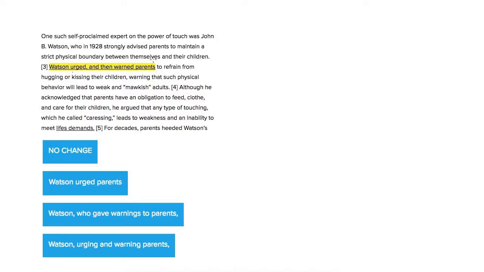Now, in this highlighted portion of the sentence, which is at the beginning, I see no error. We've got Watson, which is a subject, and urged, which is the verb, and then we have another verb here with warned, but nothing necessarily wrong. So that looks like a good answer choice so far. Let's go ahead and consider answer choice B now. Watson urged parents to refrain from hugging or kissing their children. There's nothing wrong with this construction either. And here again, we have our subject in Watson and our verb in urged.